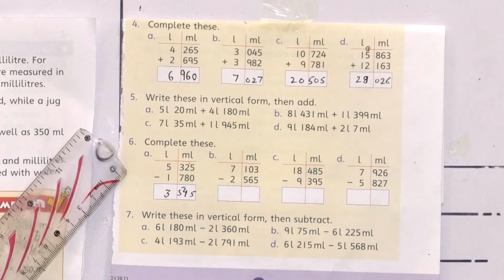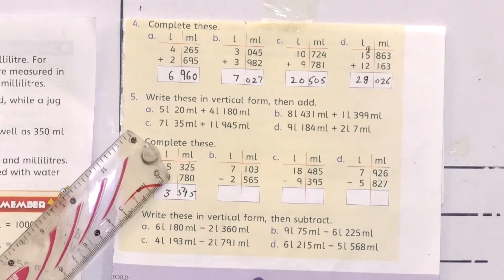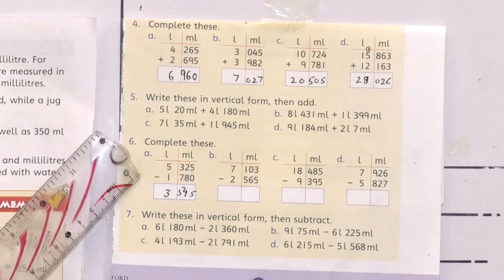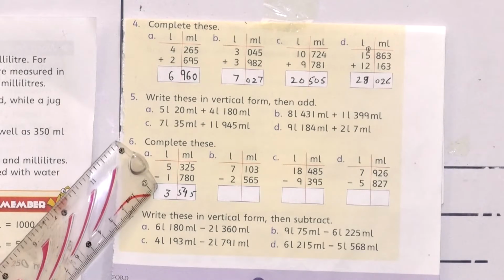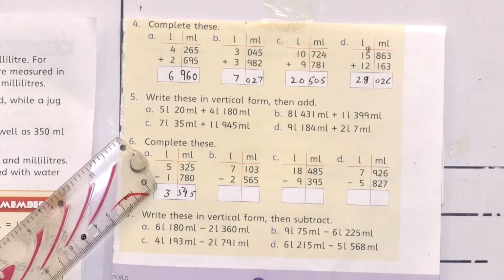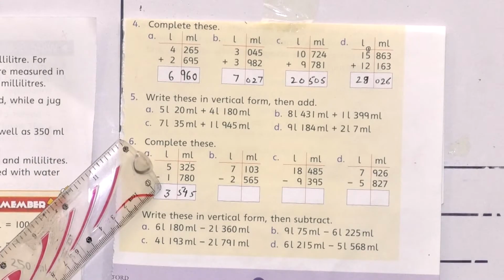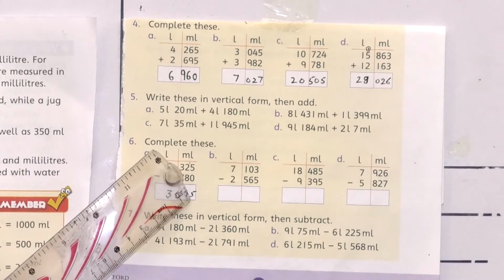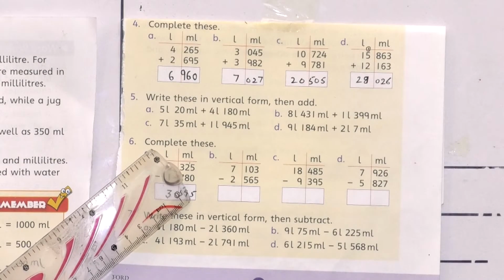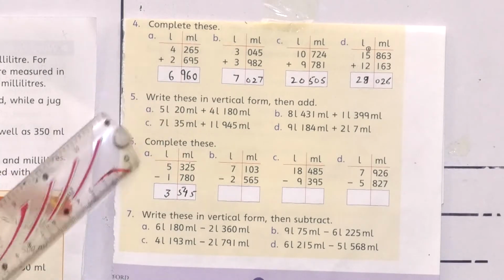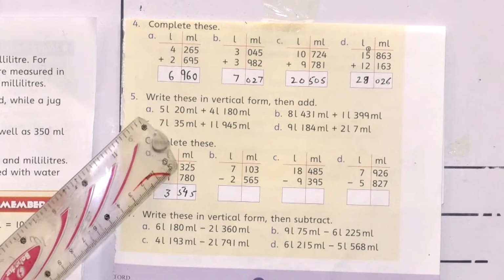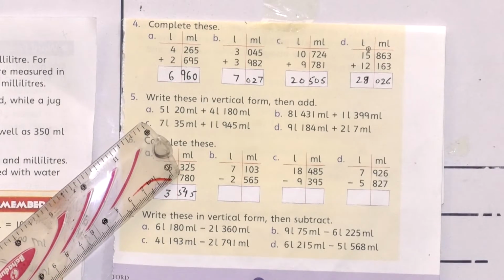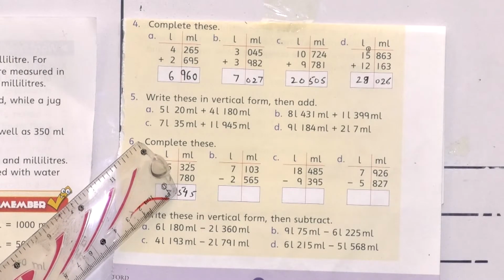Now come to question number 6. You will do this question on your book and we will do one part here. Here we have to subtract the units of measurement, liter and milliliter. We are given these values vertically. We just have to follow the pattern of subtraction to subtract these numbers. Part A, here we have under liter 5 minus 1 and under milliliter we have 325 minus 780.